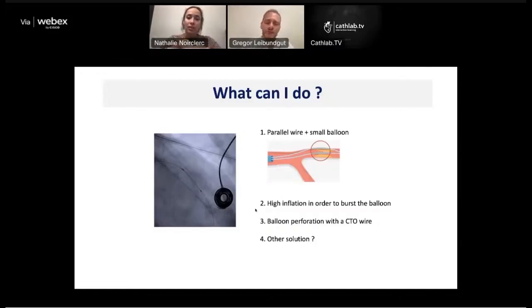No, because your answer 3, balloon perforation, the balloon is completely deflated. You will not make the profile smaller when you perforate a deflated balloon.